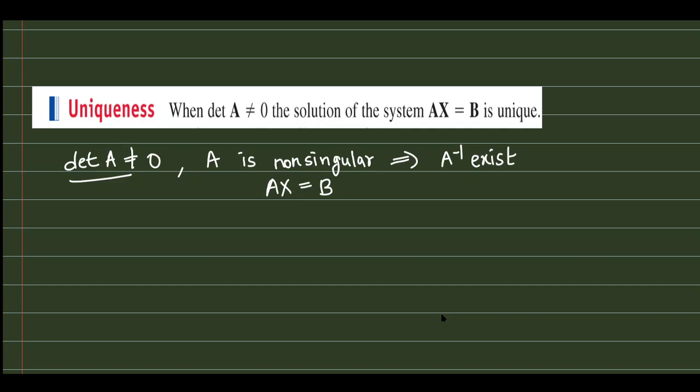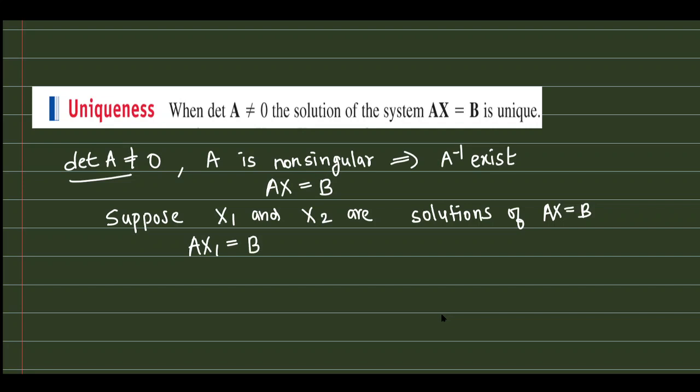So to prove it, suppose there are two solutions. Suppose x1 and x2 are solutions of the system Ax equal to B. So since x1 is a solution, we will get Ax1 is equal to B. Since x2 is a solution, we will get Ax2 is equal to B. Since x1 and x2 both are solutions, from these equations we will get Ax1 is equal to Ax2.